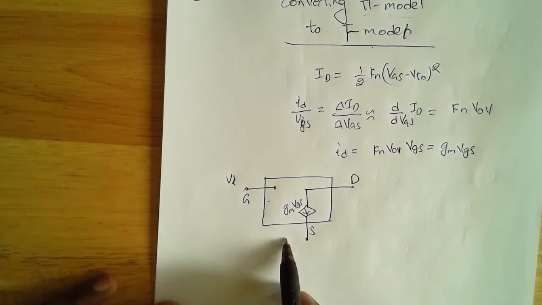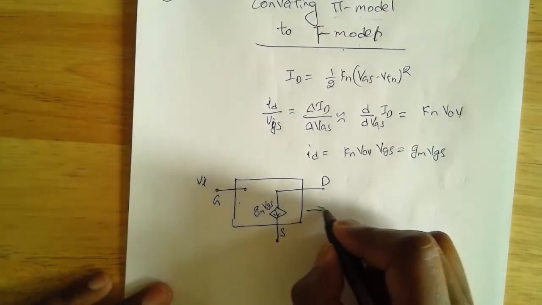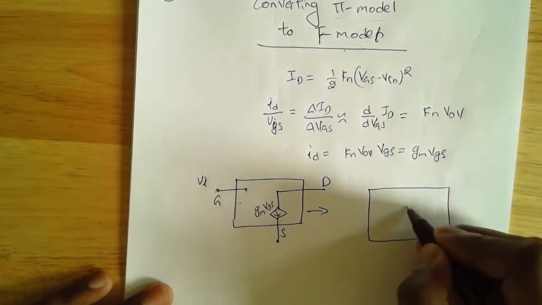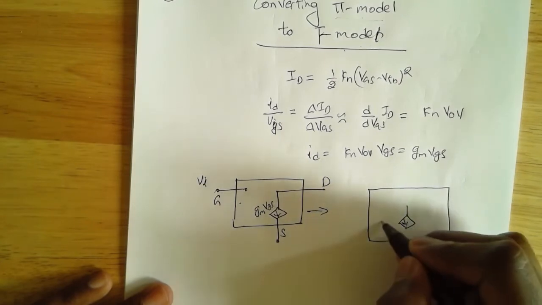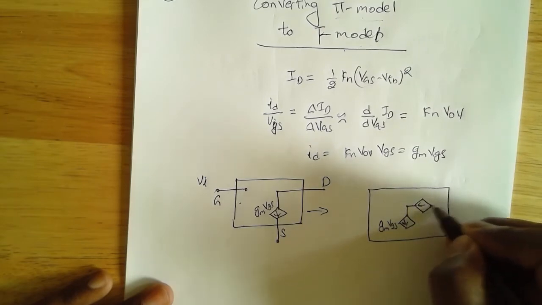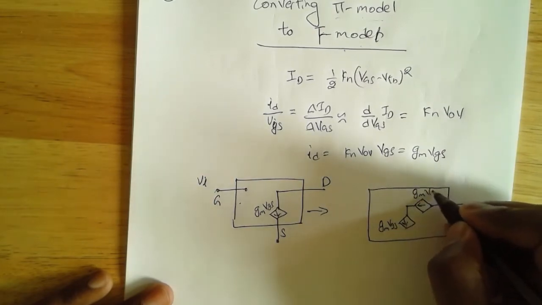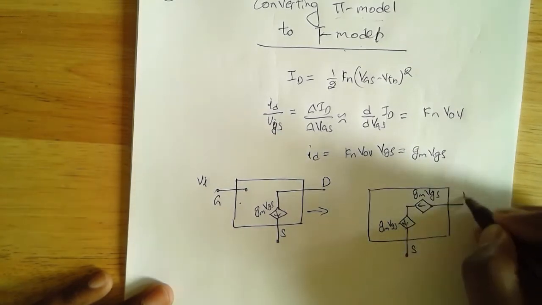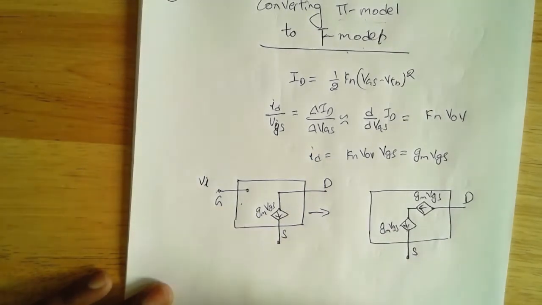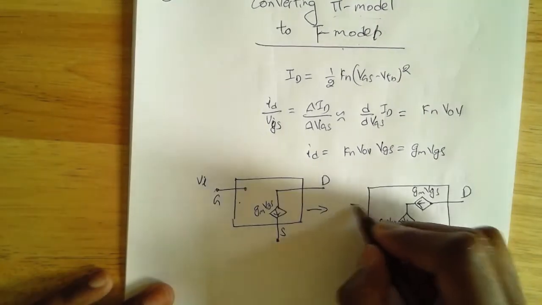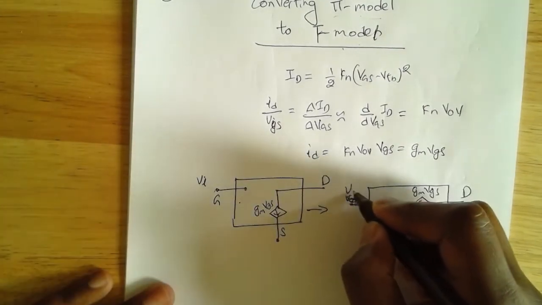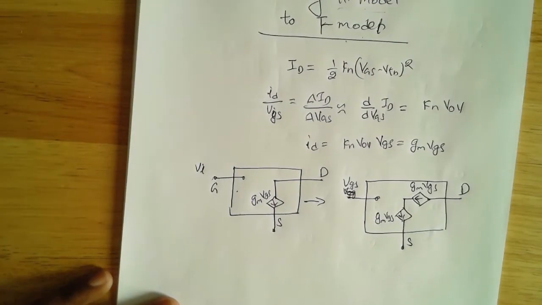I'm going to make a few transformations here. The first thing I want to do is say this is GM VGS, and I'm going to put another current source, GM VGS, here again. This is the source, this is the drain. I hope you all will agree that there is no problem in doing this, because I haven't changed anything. This is the same current still, and this is VGS or VI or whatever. So this is the VGS voltage.